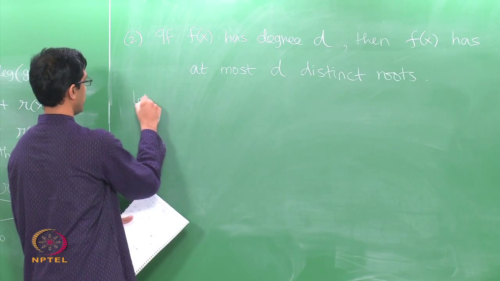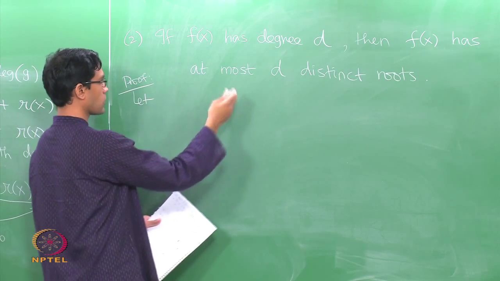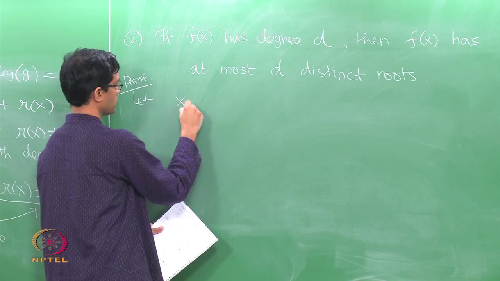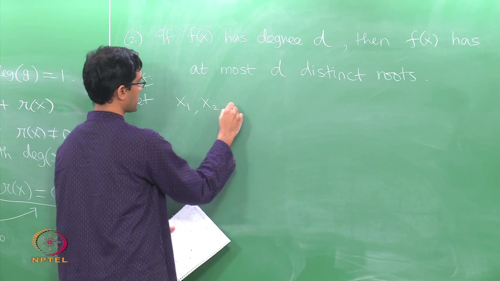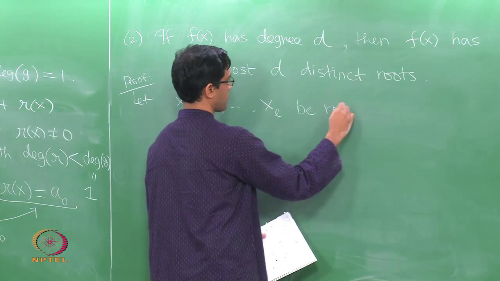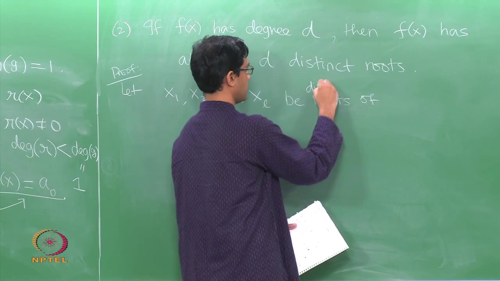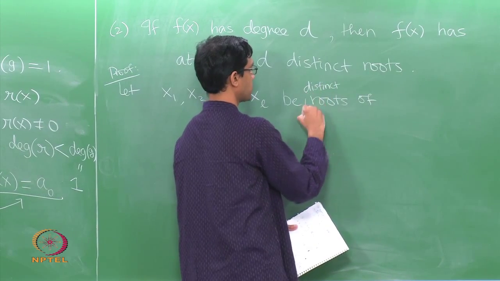So here is a proof of this fact. Let us write down all the roots. Suppose we know some number of roots, let x1, x2 till xl be roots of f, let them all be distinct. Okay, so I am looking at different numbers, distinct roots of f.